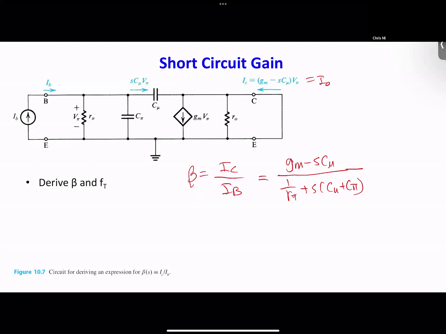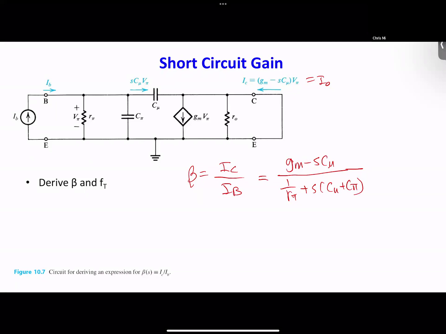It means this is small, neglected. S is small, neglected. What do you get? GM over 1 over R pi with GM times R pi. That is exactly the middle band again, right? So this is exactly what we have: omega is small, S is small, this beta is equal to GM times R pi. That's exactly your middle band again.